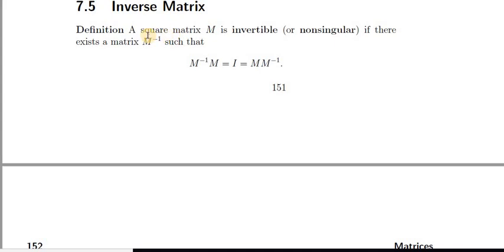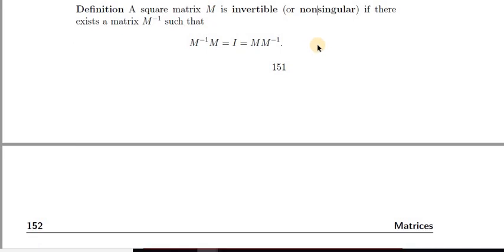All right, let's talk about inverse matrices. We've seen these before, but it doesn't hurt to go over them again. A square matrix M is invertible if there's another matrix, which we call M inverse, so that if we multiply M on the left or on the right by M inverse, we still get the identity. So here we're saying invertible, or we can say non-singular.